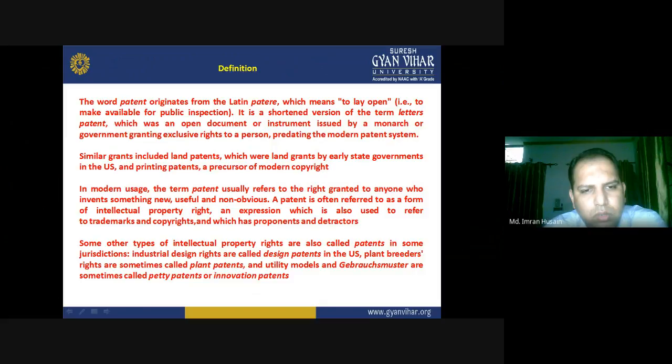In modern usage, the term patent usually refers to the right granted to anyone who invents something new, useful, and non-obvious. A patent is often referred to as a form of intellectual property right, an expression which is also used to refer to trademarks and copyrights, and which has propagated and detractors.